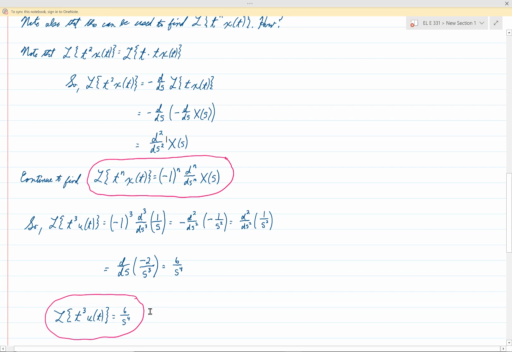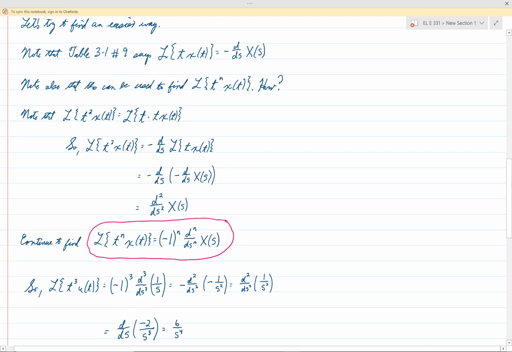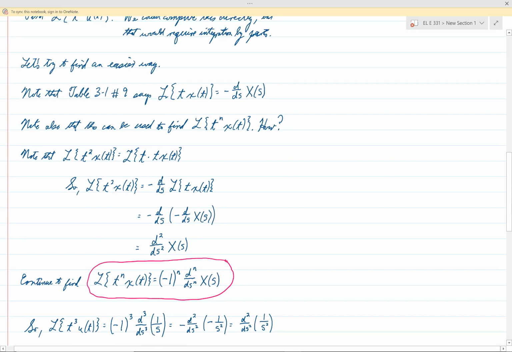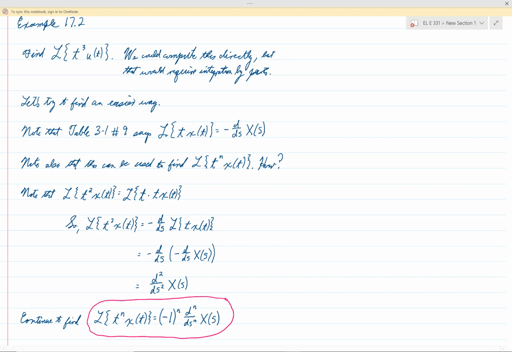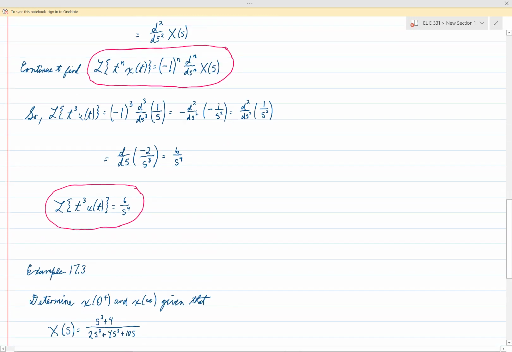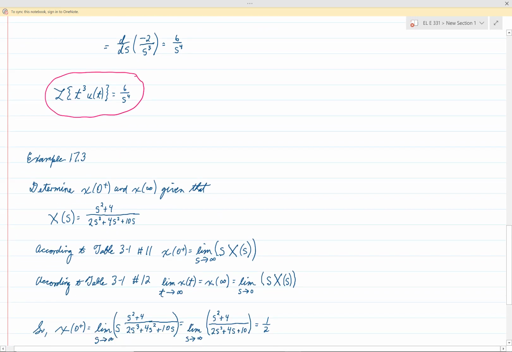And again, I'll remind you that if you wish, you could check that by directly substituting this into the Laplace transform formula, but that would require you to do integration by parts. And so I think that this is a considerably easier way to answer the problem.